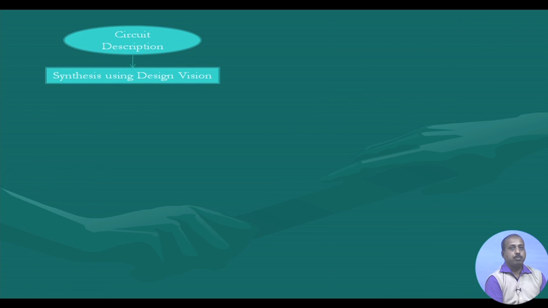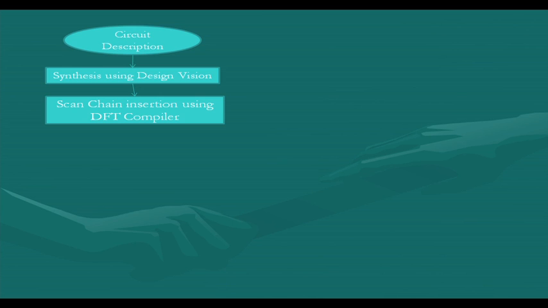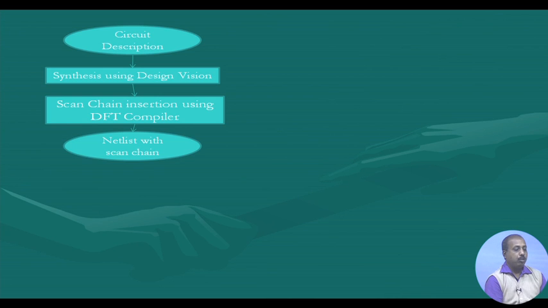So how can we do this block level simulation? It is like this. Start with the circuit description, then the circuit description is passed through some synthesis tool, maybe a tool like Design Vision from Synopsys or some other tool, by which we can do the synthesis of the system. After the synthesis, we do scan chain insertion using some DFT compiler. So these scan chains are inserted into the circuit, and then we have the net list with scan chains in our hand.